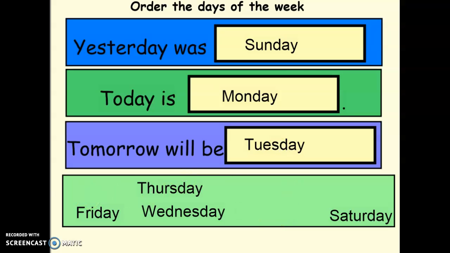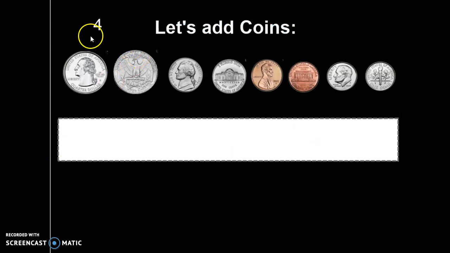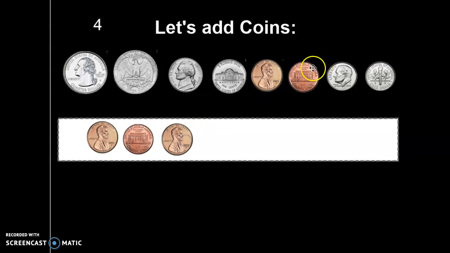Tuesday. Very good. Last time I saw you, we had been in school 3 days. If we have 3 and we add 1 more, how many ones is that now? You're right, it's 4. And we have been at school a total of 4 days. We know with our money now we are going to make 4 cents. 1 cent, 2 cents, 3 cents, 4 cents.